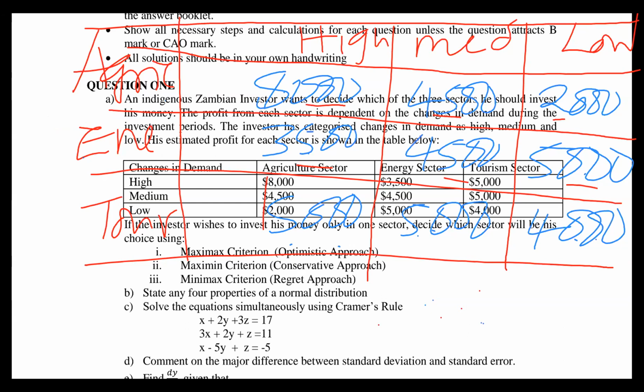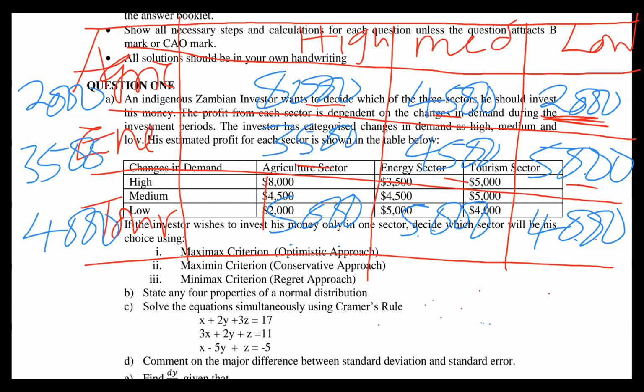Okay, thank you. So we choose the minimums. The minimum from agriculture is 2,000. Or let me use another marker so that you are able to see. The minimum from agriculture is 2,000. What's the minimum from energy? 3,500, right? Is it 3,500? And the minimum from tourism should be 4,000, right? Yes.